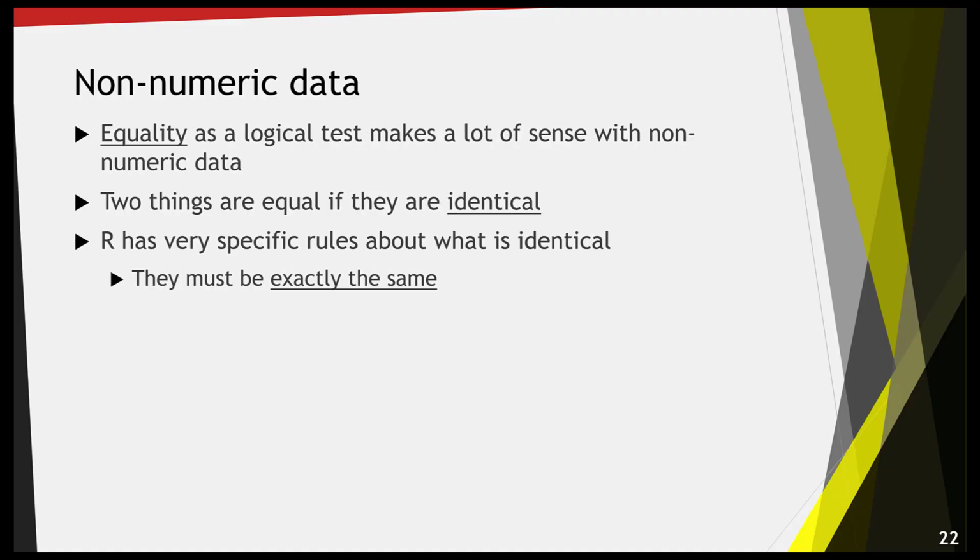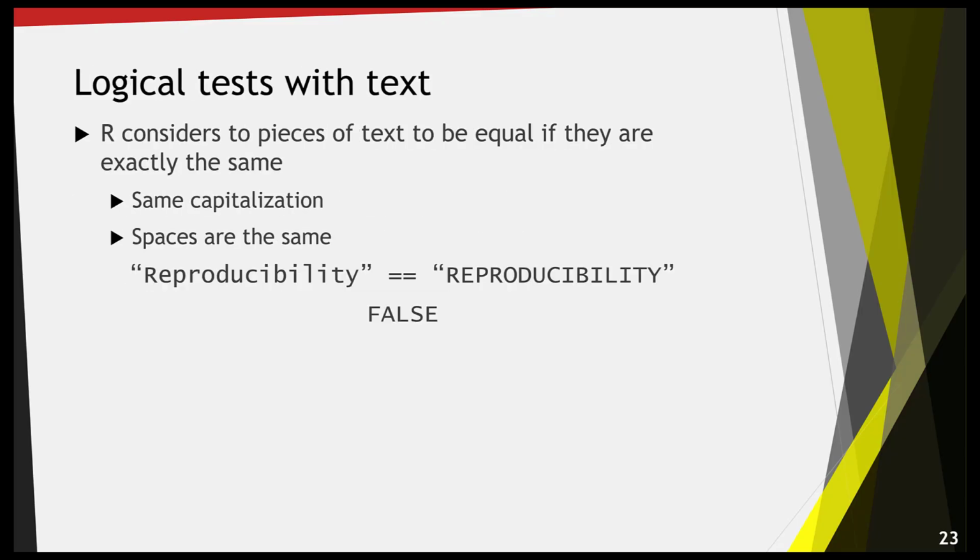In general, the equality logical test is going to make a lot of sense with non-numeric data. Two things are going to be equal. The result will be true if they are identical. R has very specific rules about what is identical, and essentially for two things to be identical, they must be exactly the same. In the case of text, this might be a little tricky at first, but for text to be exactly the same, every letter, every character has to be exactly the same, and it means the same capitalization, and the spaces must be the same.